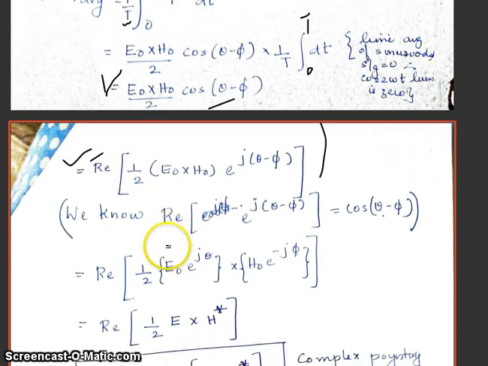Right. So this equation and this equation are both the same, represented using two different forms. That's all. So we have the real part of half into E naught cross h naught into e raised to j theta minus phi. Then I am slightly opening the bracket of this e raised to term. So I can write the real part of half E naught into e raised to j theta into h naught into e raised to minus j phi. I am just opening the bracket of e raised to j theta minus phi, so that I will get e raised to j theta and e raised to minus j phi. Then e raised to j theta is written with E naught and e raised to minus j phi is written with h naught.